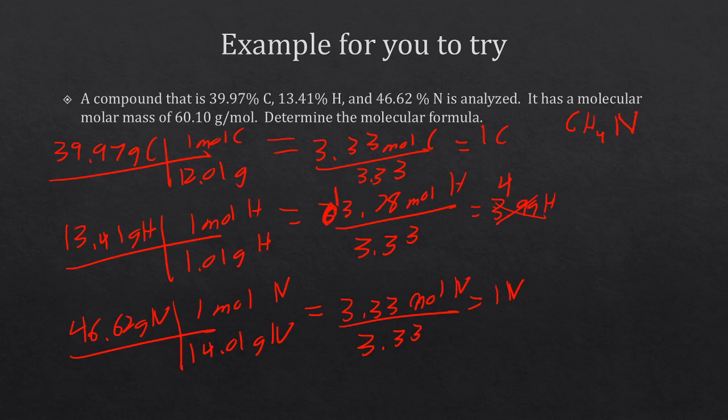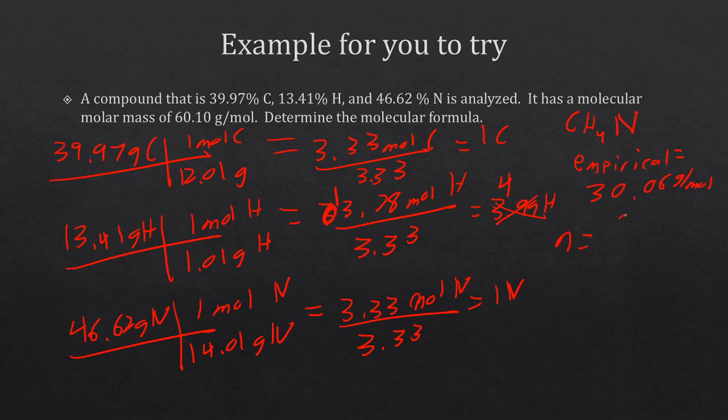But it asks about the molecular formula, and it gave us a molar mass for the molecular formula. So we need to find the empirical molar mass. Our empirical formula mass, remember, is related to these atoms. So we need to add 1 carbon, 1 nitrogen, and 4 hydrogens. Each carbon has a mass of 12.01, the nitrogen has a mass of 14.01, and 4 hydrogens have a total mass of 4.04, which is 1.01 times 4. We get that this empirical formula has a mass of 30.06 grams per mole.